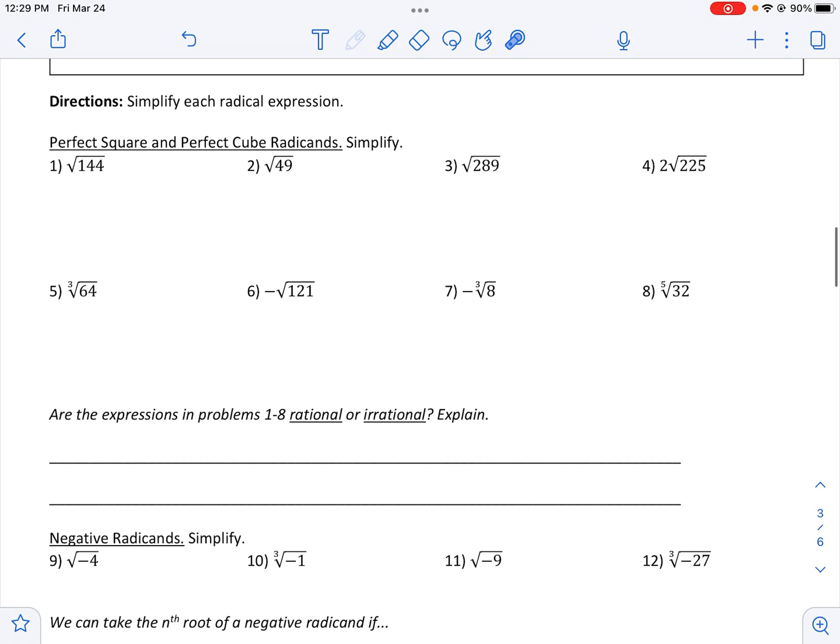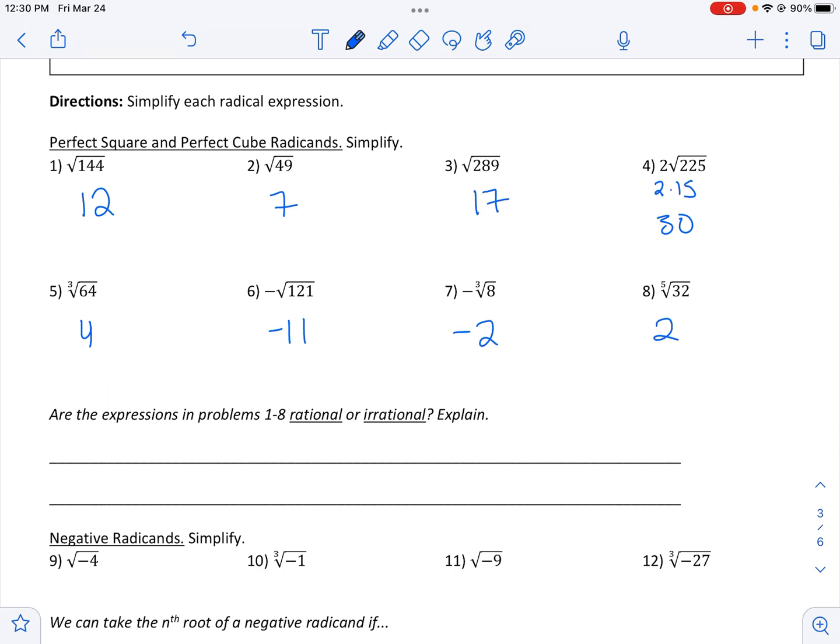So far in this unit, you have seen simplifying when our radicand is a perfect square. This whole section right here should take you a very short amount of time to fill in. This would be 2 times 15, so this is 30, 4, negative 11, negative 2, and 2.